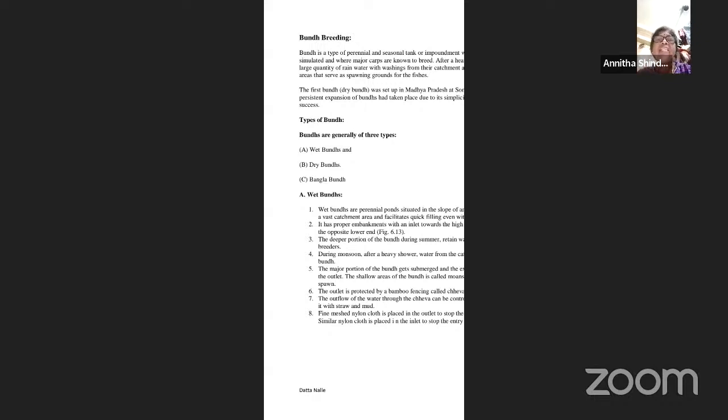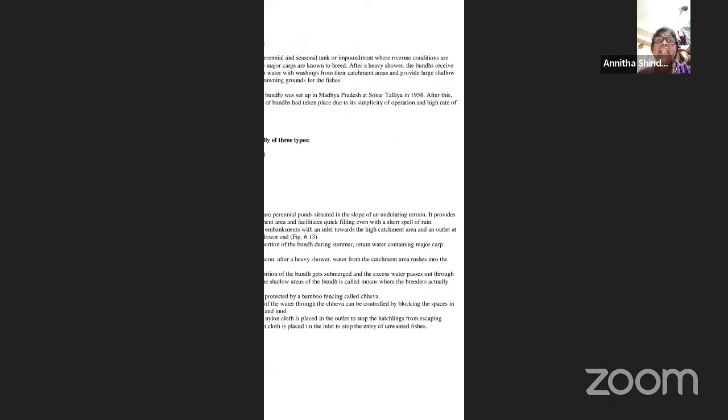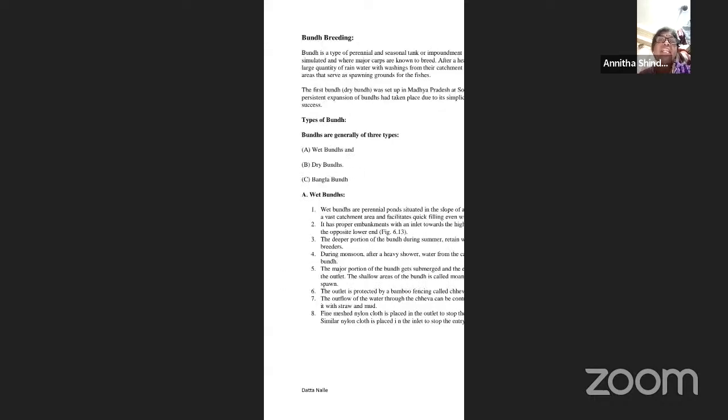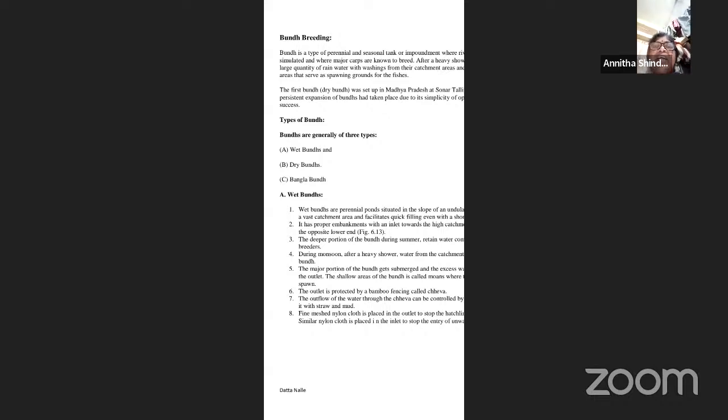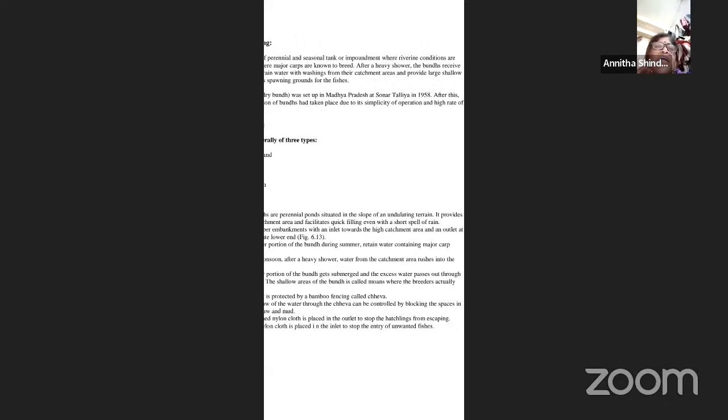Now, the first bund, a dry bund, was set up in Madhya Pradesh at Sonar Thali in 1958. After this, persistent expansion of the bunds took place due to their simplicity of operation and high rate of success. Later on, similar bunds were constructed in various other places throughout our country, because they are very simple and easy to construct, and also have shown high success.